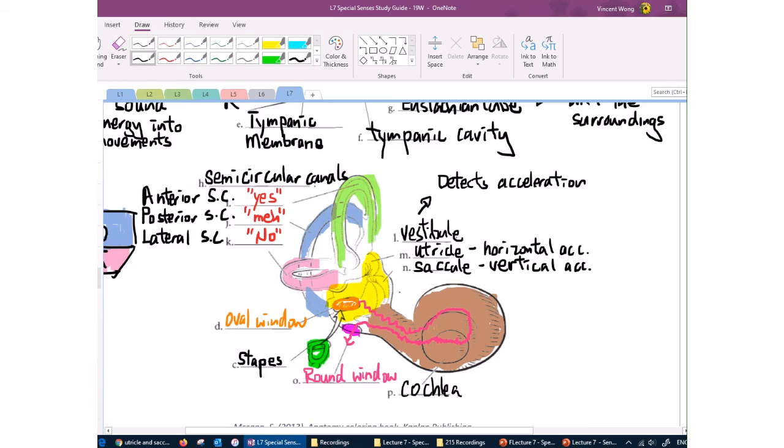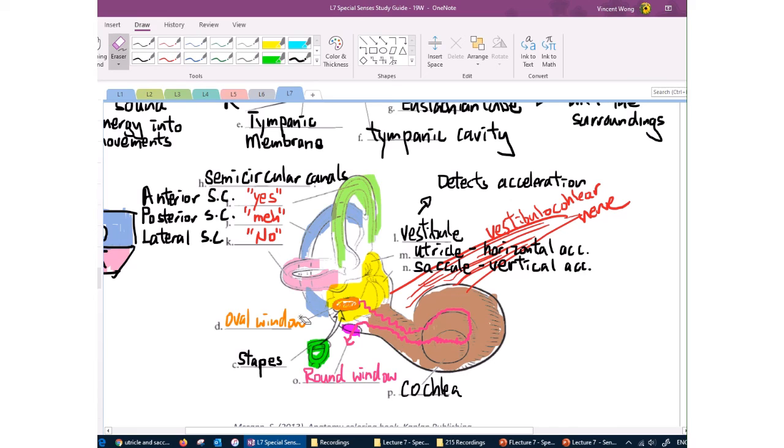I'm just going to try to draw it here for you. There's going to be a nerve that comes out here at the back, and it's a combined nerve that contains information from both the vestibule and the cochlea. So this is called the vestibulo-cochlear nerve.